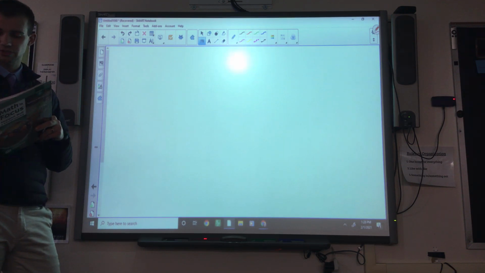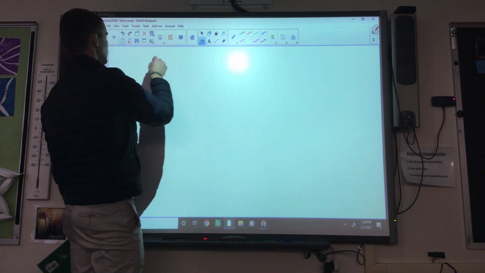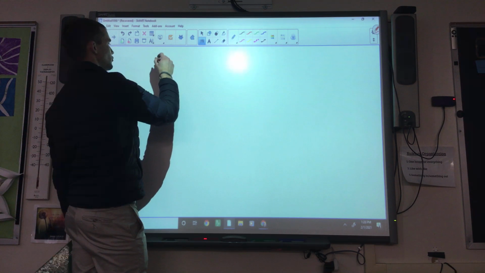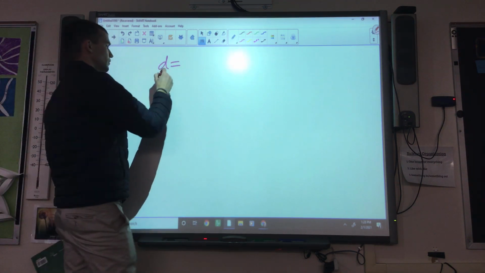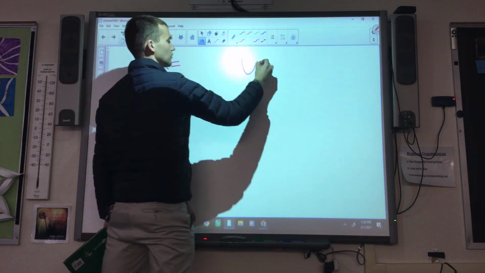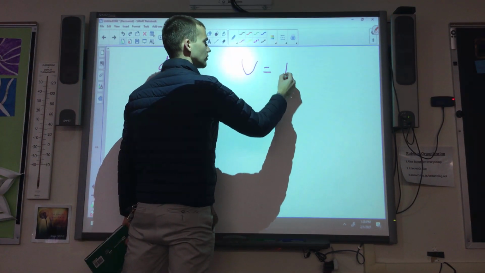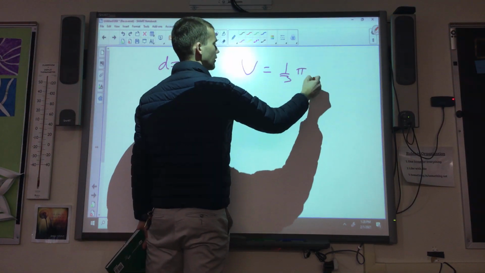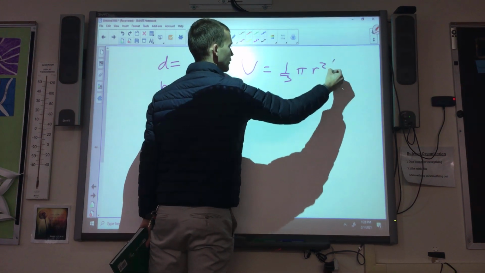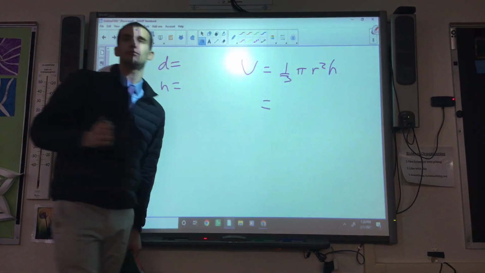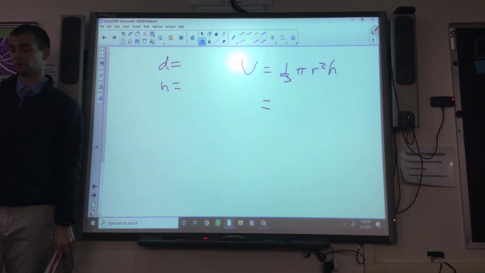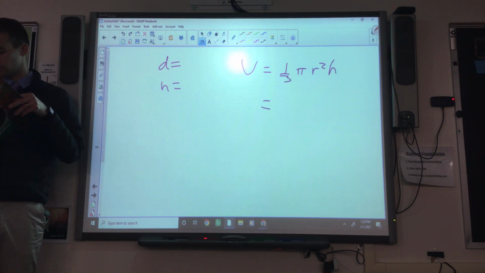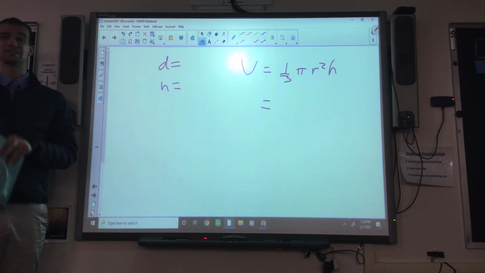Guided practice number 6. First step, put what you know. They tell you what the diameter is, and they tell you what the height is. Formula: 1/3 pi r squared h. Fill in what you know. I'm going to give you guys two minutes to work on that. Remember, this one wants the answer using 3.14, rounded to the nearest tenth, so it doesn't want the exact answer in terms of pi.